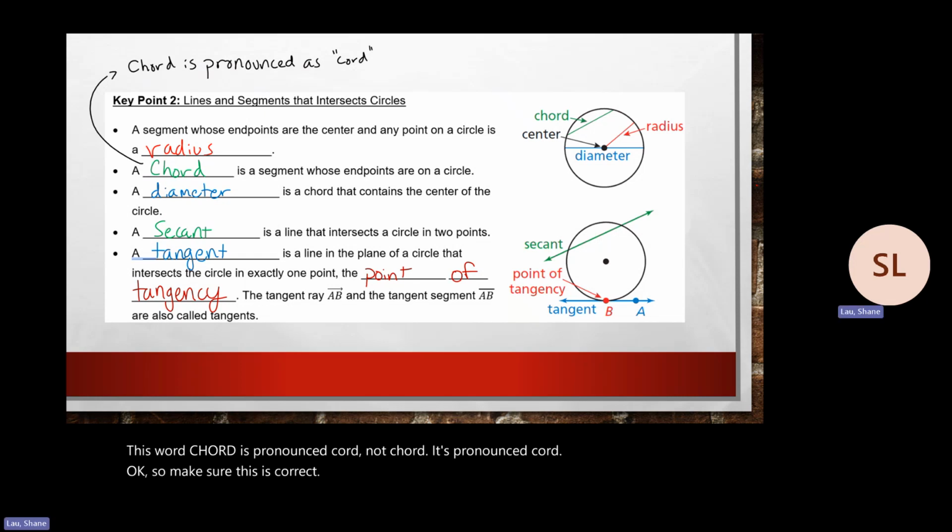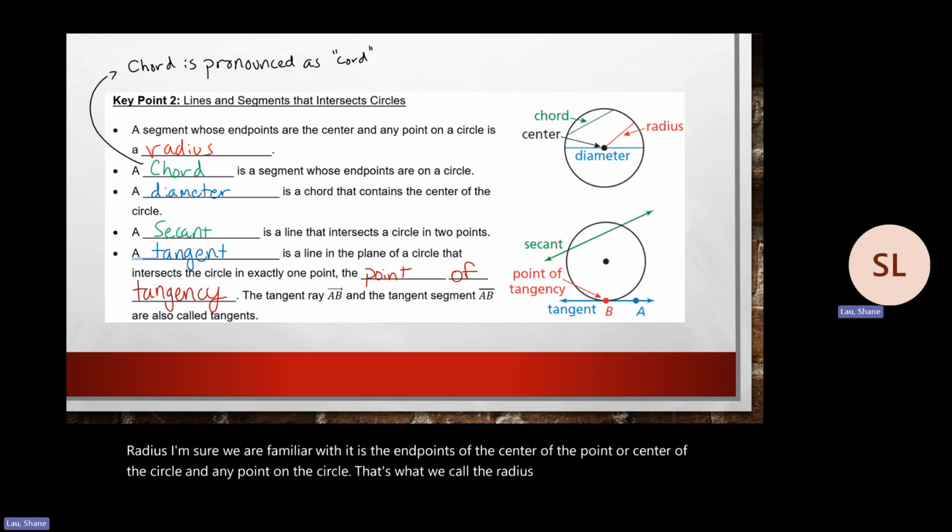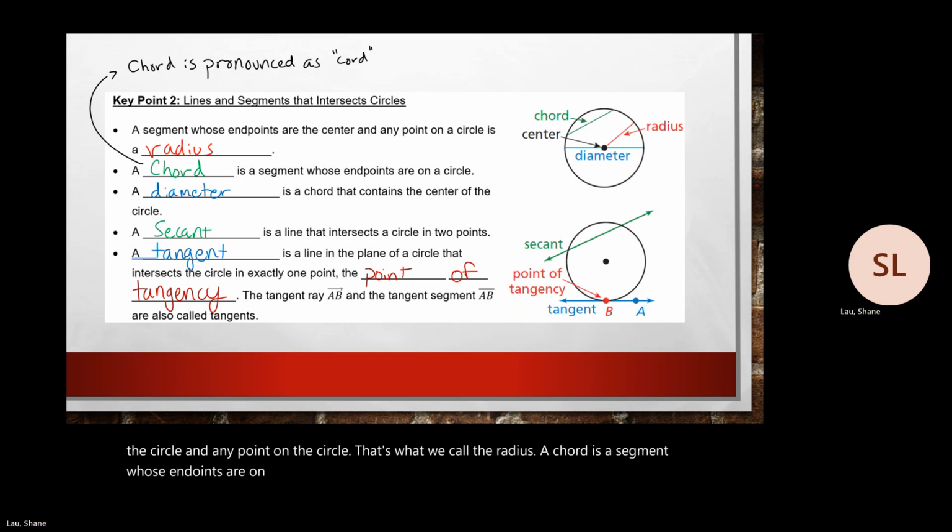Radius, I'm sure we are familiar with. It is the segment between the center of the circle and any point on the circle. That's what we call the radius. A chord is a segment whose endpoints are on the circle. Then the diameter is a chord that contains the center of the circle. Then we go with the next couple.